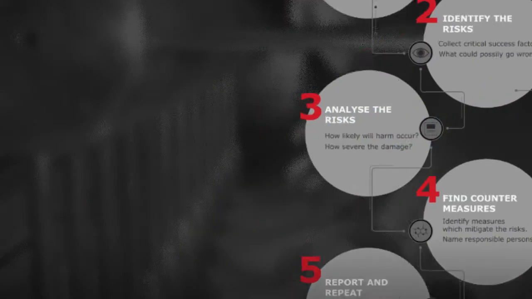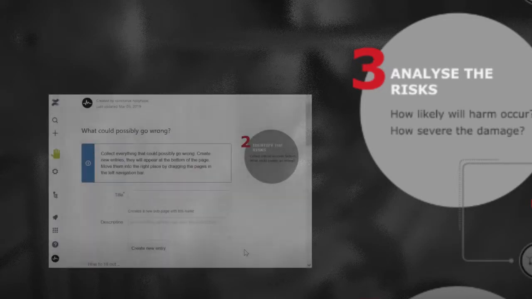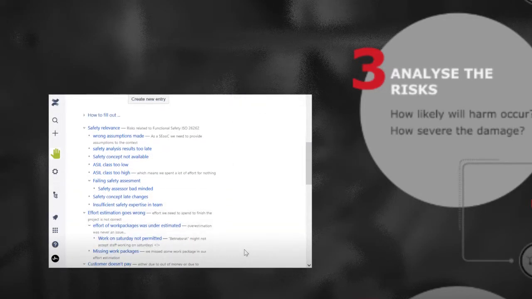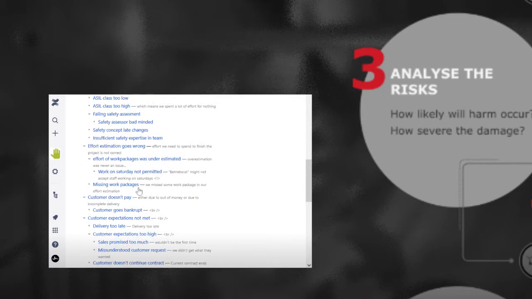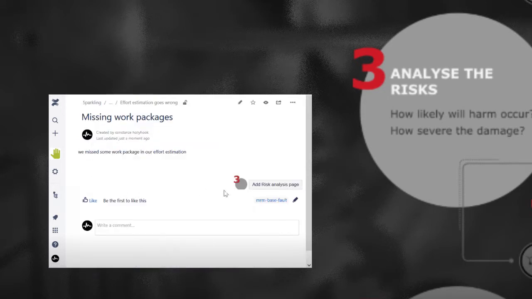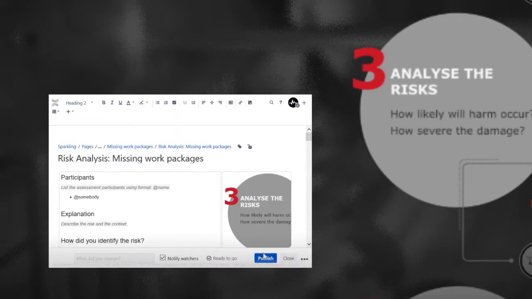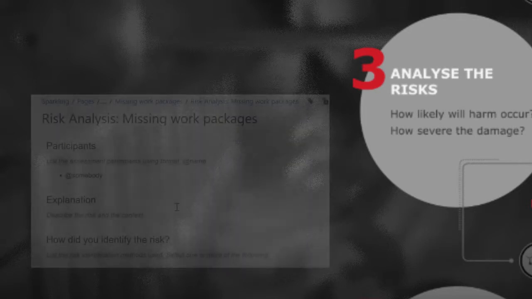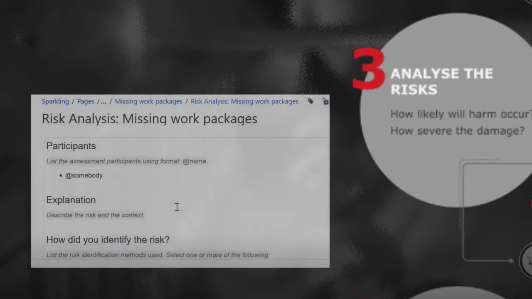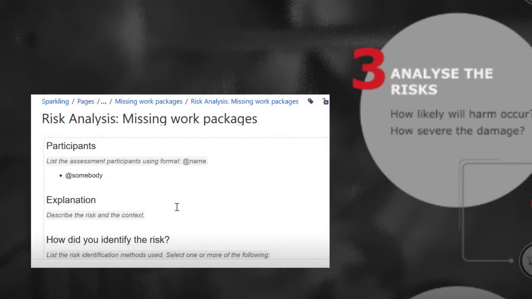We come to the third step of our essential risk management workflow. We go to a risk tree, a larger one here as you can see, and pick out the risk we want to analyze, which is a leaf of the risk tree. Now we click on the button to create a risk analysis page. This page will document the risk and how we deal with it. You see it here in edit mode.